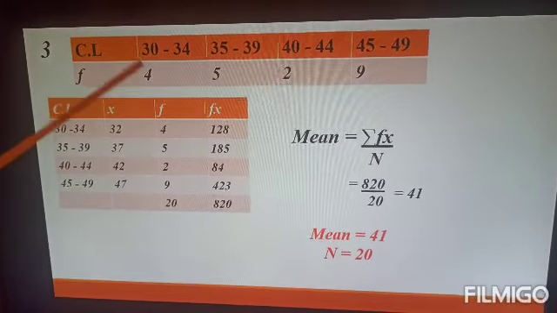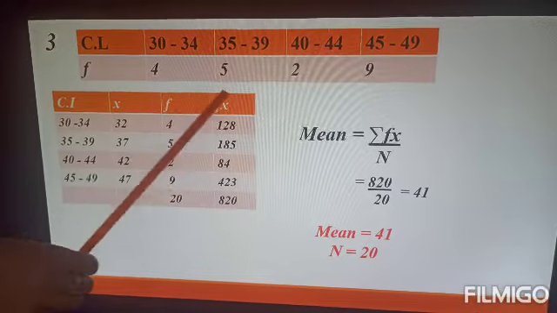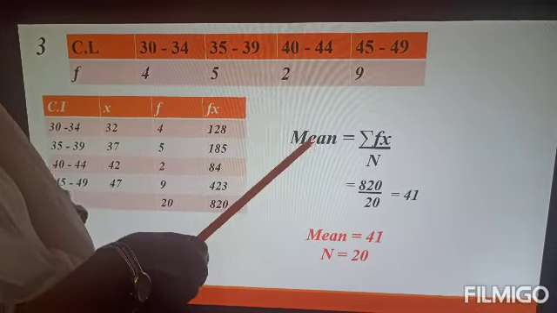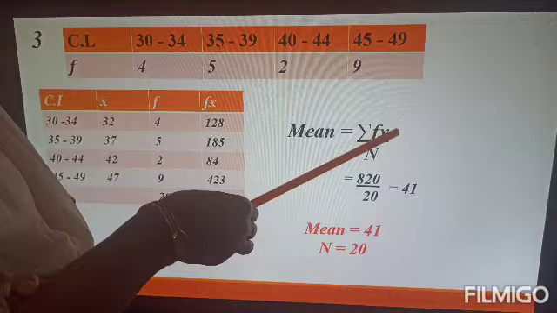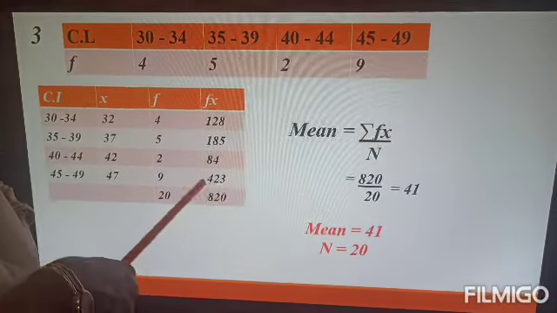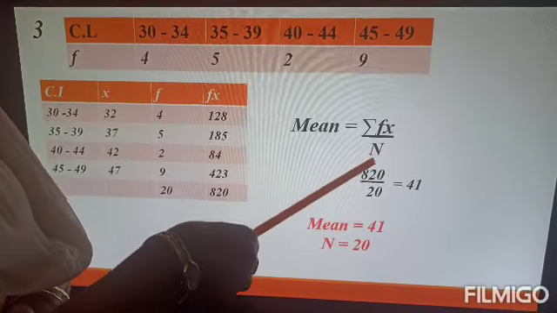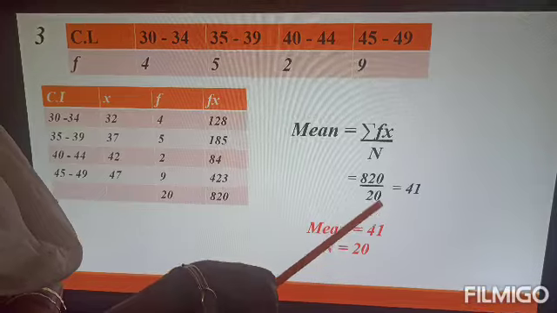And we have to add the frequency column, we will get 20. Okay. Now write the formula to find the mean, that is sigma fx divided by n. That sigma fx value 820 we got, we replace, and n is replaced by 20.